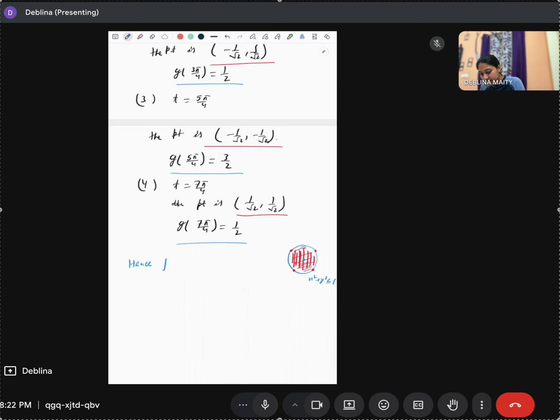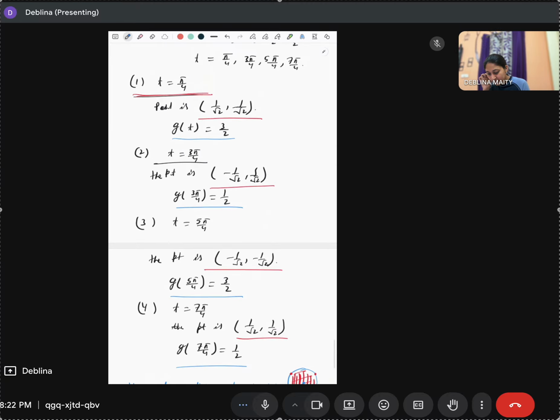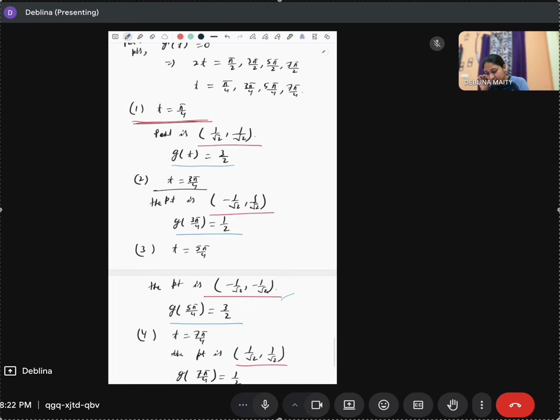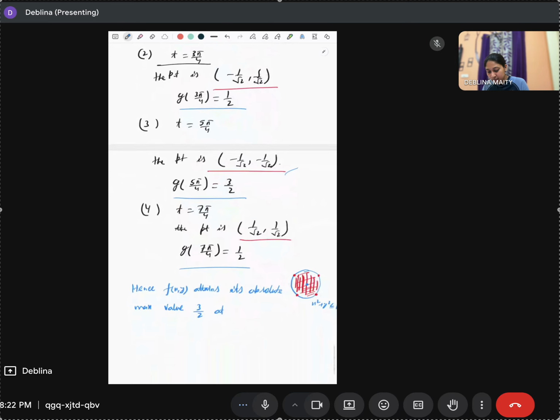So hence f(x, y) attains its absolute maximum value, which is 3 by 2, and 3 by 2 is attained at the points (minus 1 by root 2, minus 1 by root 2) and (1 by root 2, 1 by root 2), right?